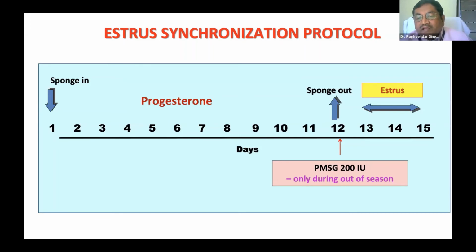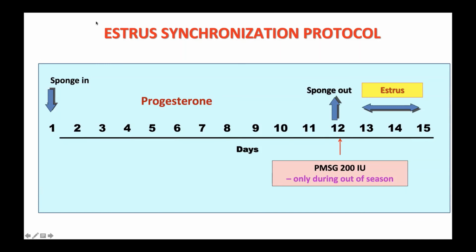This is pregnant mare serum gonadotropin hormone. Then within 36 to 48 hours, we do the artificial insemination, and the sheep are free from all this exercise. Pregnancy can be checked after the next two weeks, because the cycle of the sheep is 14 to 15 days. So this is the protocol, which is the principle behind this.